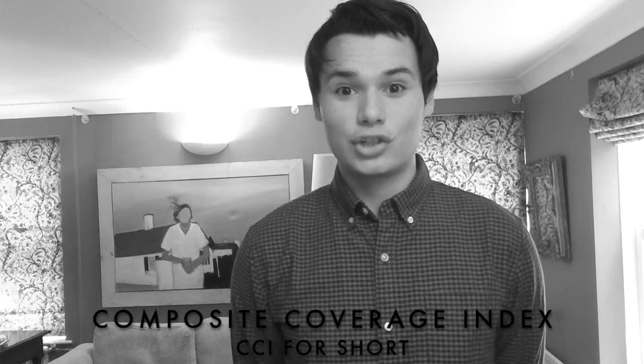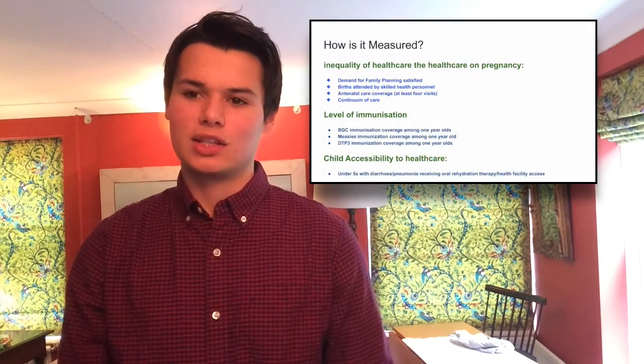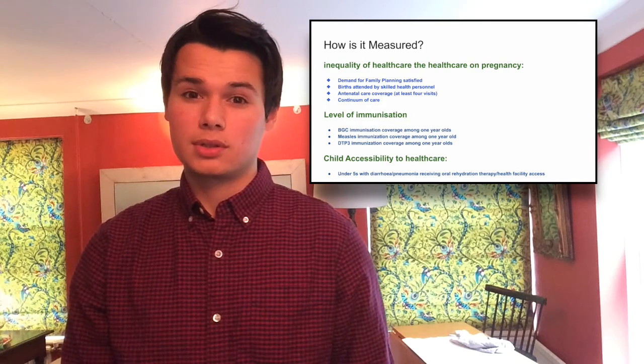The Composite Coverage Index is designed to give a nation one score based on the quality and accessibility of its healthcare system. It's calculated by taking the weighted average of 8 different indicators. So obviously these 8 indicators represent a number of different outcomes.